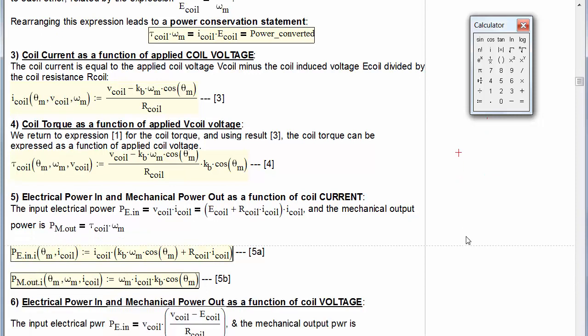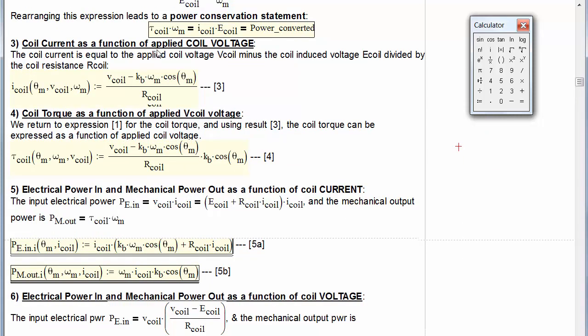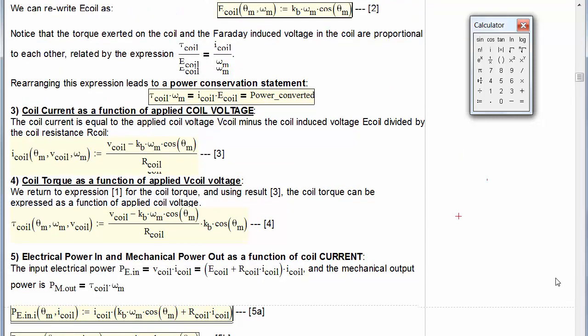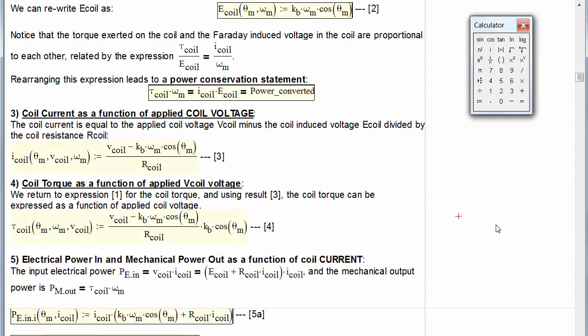Whenever you have an opportunity to show conservation of energy, it's good to look at that. Now we want to look at the coil current as a function of the applied voltage. In the previous exercise, we expressed torque as a function of current. I'm going to push a certain amount of coil current, and it doesn't matter what the coil resistance is. Now we're not going to push current. We're going to apply a voltage, and see how much current results.